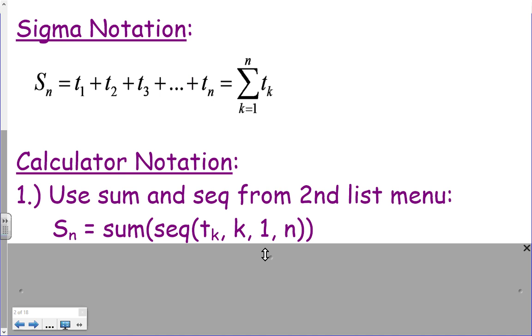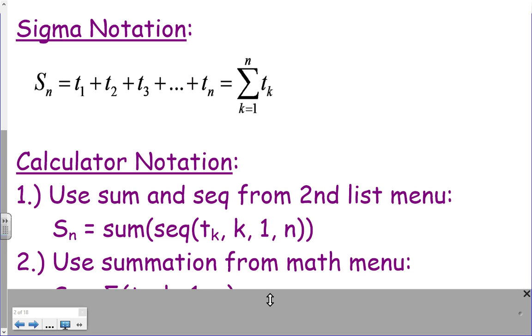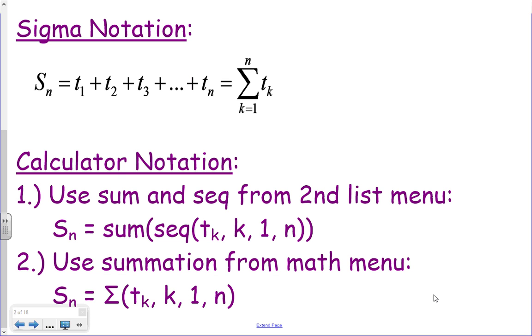So those are the 4 arguments you have to specify. The other way you can do it, if you have the newer operating system on your calculator, there's actually a summation command under your math menu. If you press your math button down near the bottom, you'll find that there's a summation command.